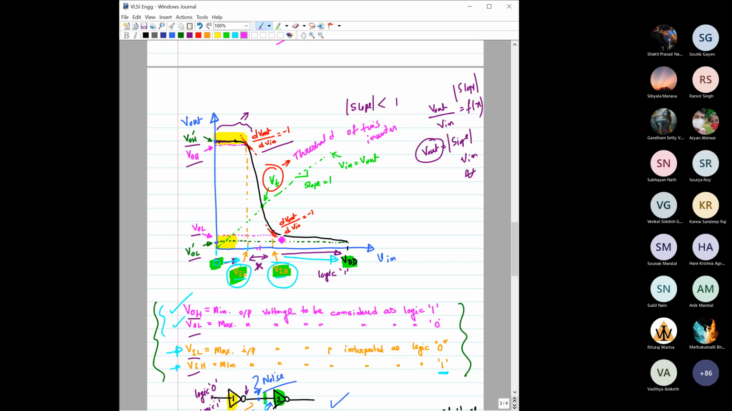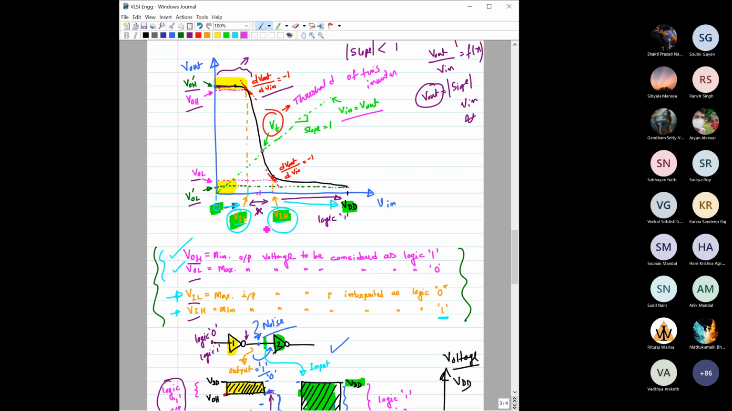Very easy. Draw the VTC, then plot a line which represents V in equal to V out. That means just make a 45-degree line here, and the intersection of this line will give you the threshold of this inverter. So I hope the threshold concept is also clear to you, which I think I had missed while we were discussing this.